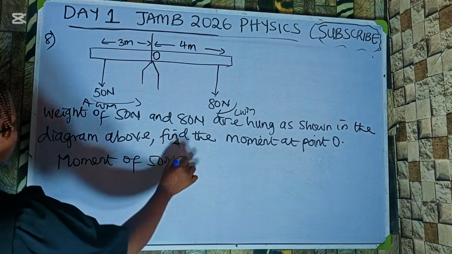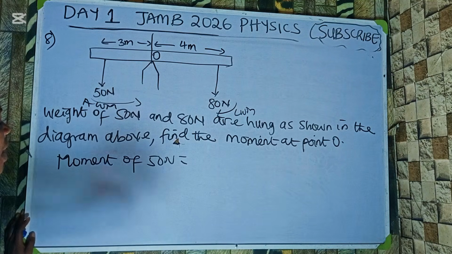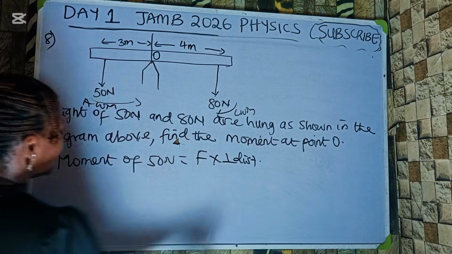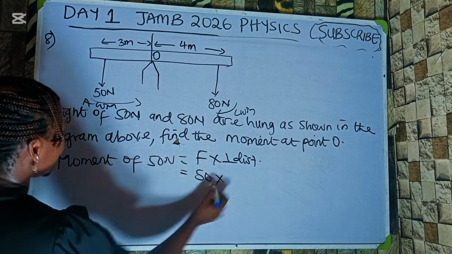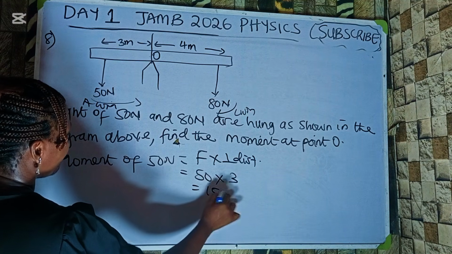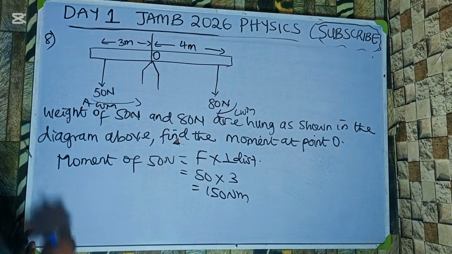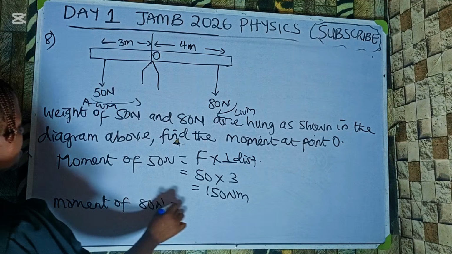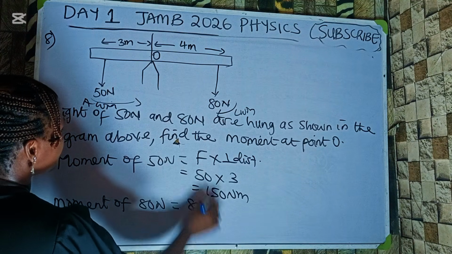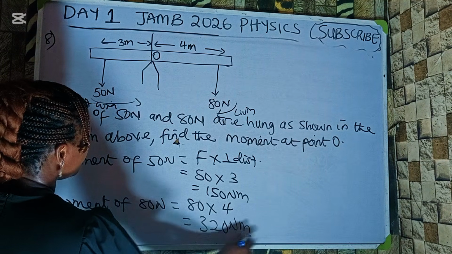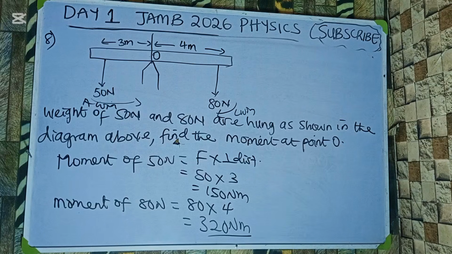So the moment of the 50 Newton. You know the moment is force multiplied by perpendicular distance. So the force here is 50 times the perpendicular distance, which is 3, from here to the pivot, right? That is 3. It's going to give me 150 Newton meter, right? Then also the moment of 80 Newton is equal to 80 times 4. That will give me 320 Newton meter. So this is how to solve the question. So the answer is 150 Newton meter and 320 Newton meter.